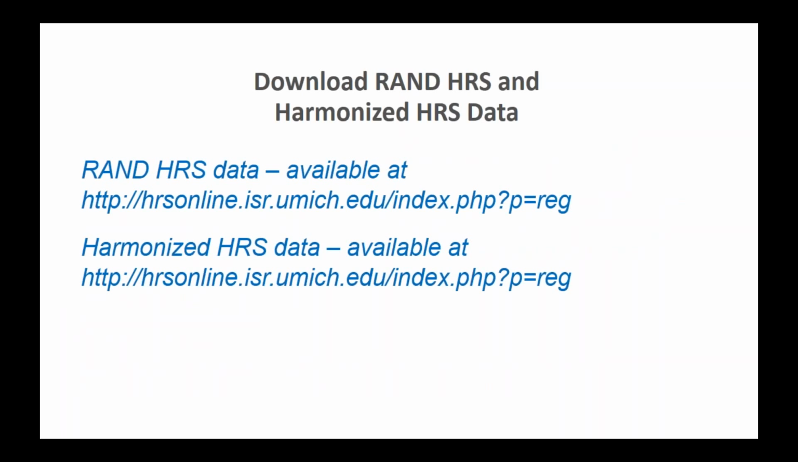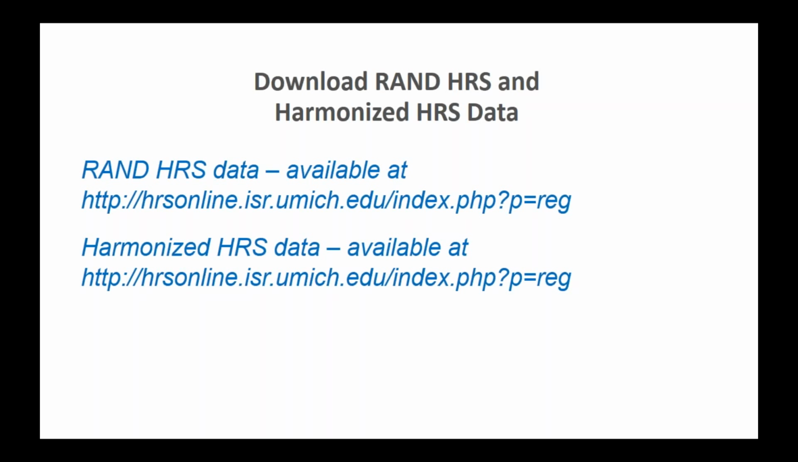So the first step is we'd want to download the RAND HRS and Harmonized HRS data. The RAND HRS, if you're unfamiliar with it, is a really simple, easy to use version of the HRS data that's produced by the RAND Corporation. It's cleaned, it's very user-friendly, and a lot of the research that comes out of the HRS uses the RAND HRS because it's so user-friendly.